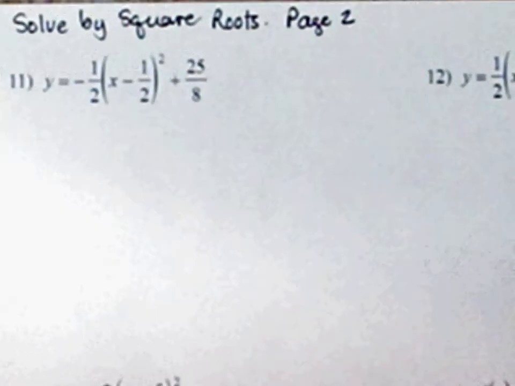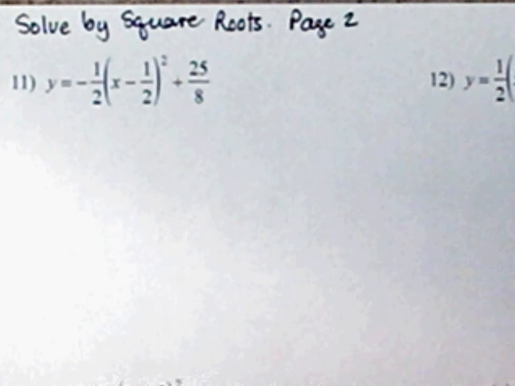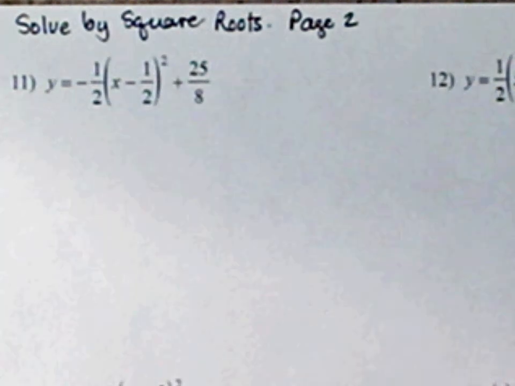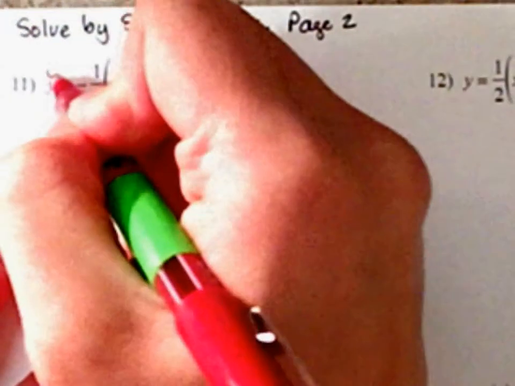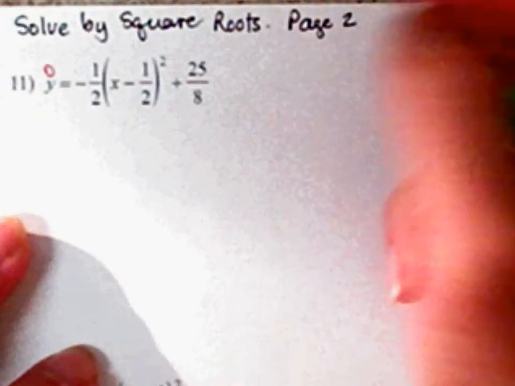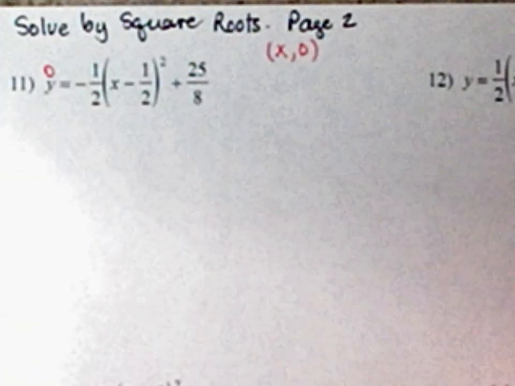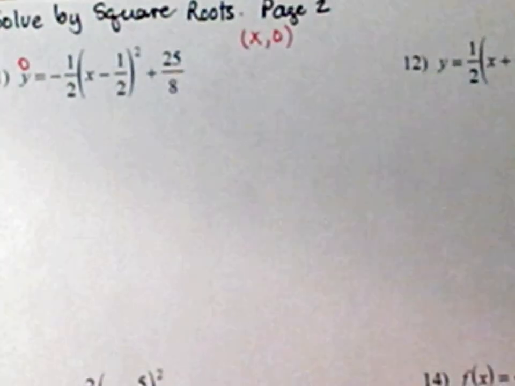Alrighty guys, this is a continuation of page 1, numbers 11 through 14. You are going to be solving quadratic equations by using square roots. Remember what I said, that your y is 0, because that's where you cross the x-axis. It is always going to be x where your y is 0, because that's what roots are. Those are your zeros. Do not be scared of fractions.